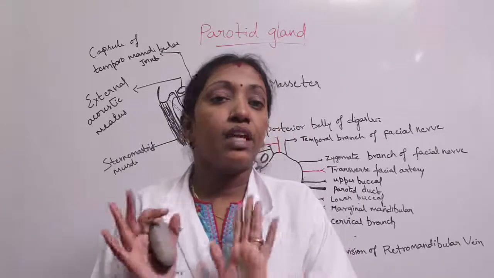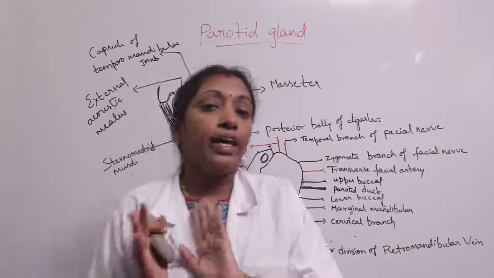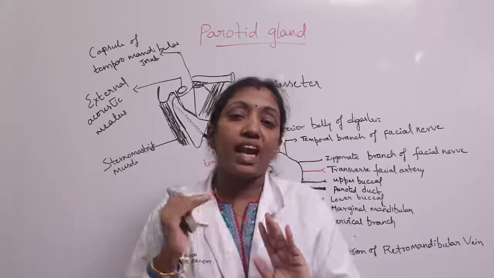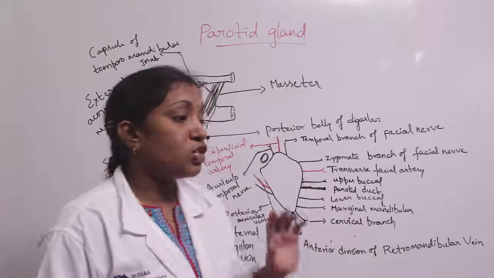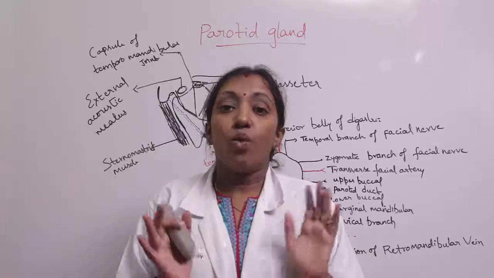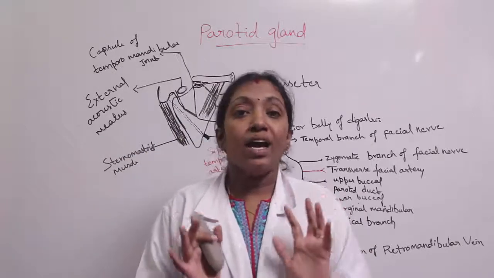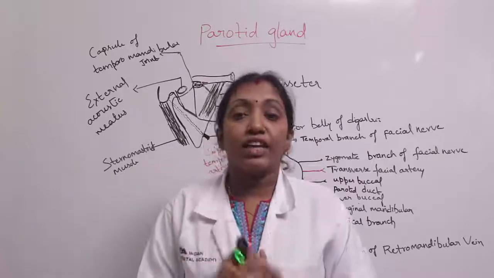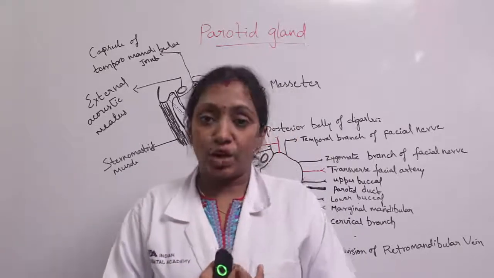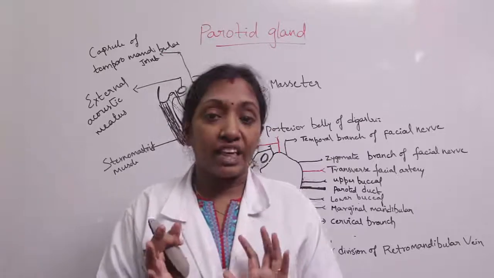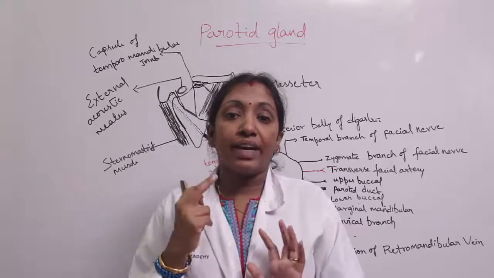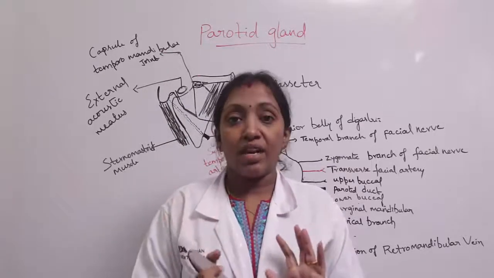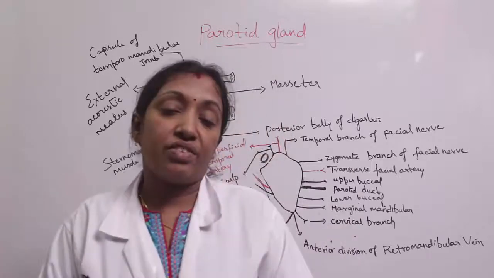The investing layer of deep cervical fascia divides into a superficial lamella and a deep lamella. The superficial lamella is very thick and forms the parotid sheath. The parotid sheath is attached to the lower border of the zygomatic arch. From the zygomatic arch it covers the masseter and forms the parotidomasseteric fascia.